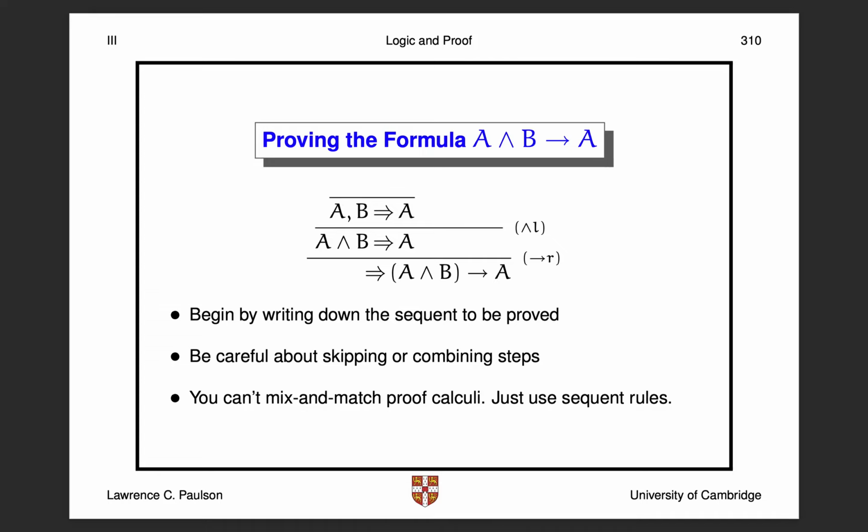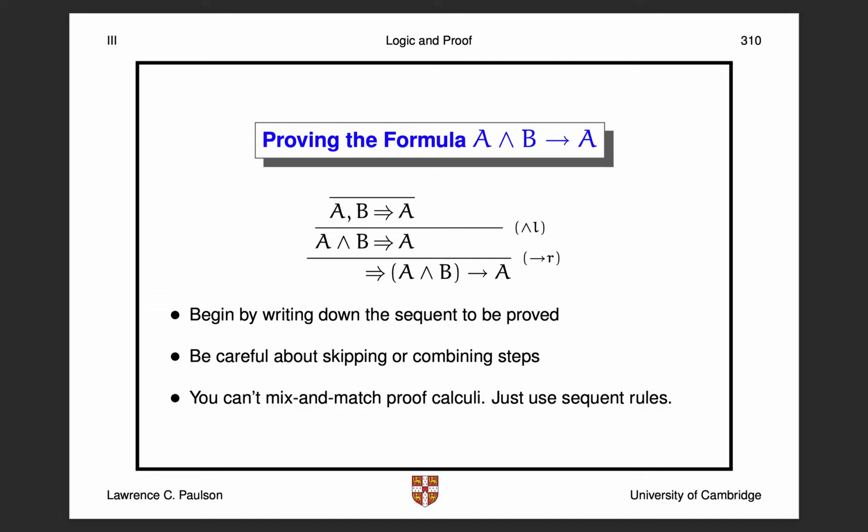So let's pretend I did that in front of you. Now a few remarks here. As I said, you have to work upwards, you're working backwards. You start with the formula that you're trying to prove and you work backwards, reducing it to simpler and simpler sequents until they're all trivial.